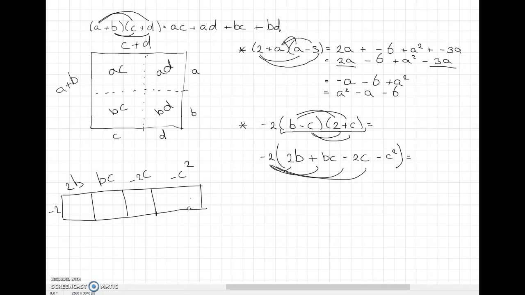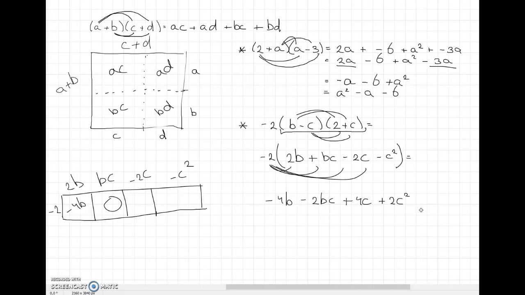It's a bit of an imaginary rectangle because sides cannot have a negative length, but it tells us what we need to do. We need to multiply negative 2 with 2b, which is negative 4b, etc. So negative 4b, negative 2 times bc gives us negative 2bc. Negative 2 times negative 2c is plus 4c, negative 2 times negative c squared is plus 2c squared.